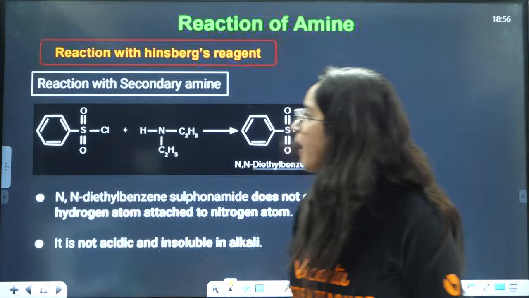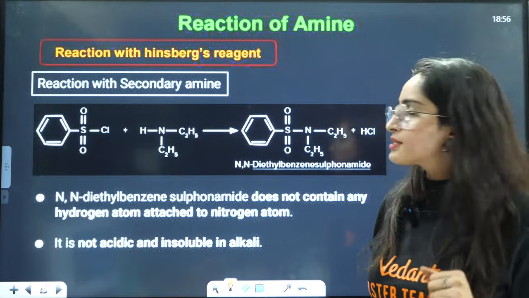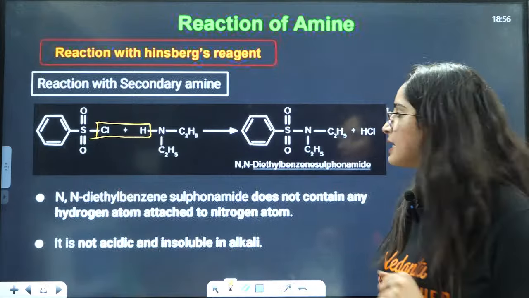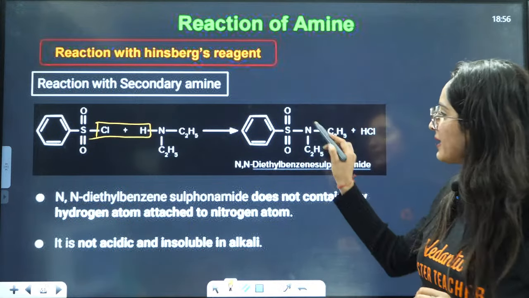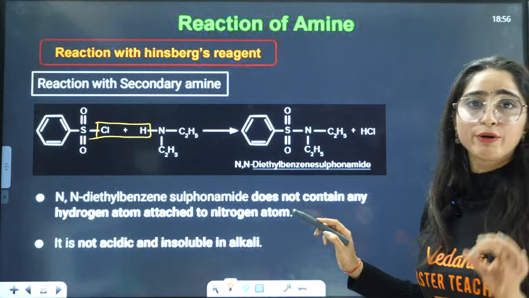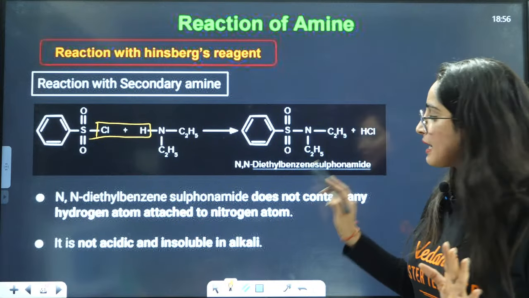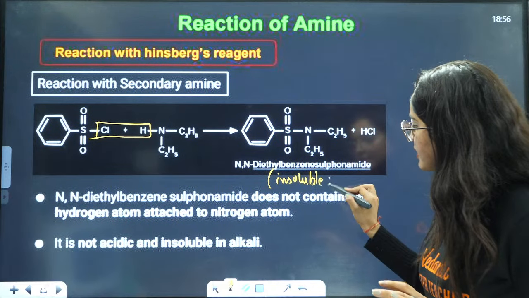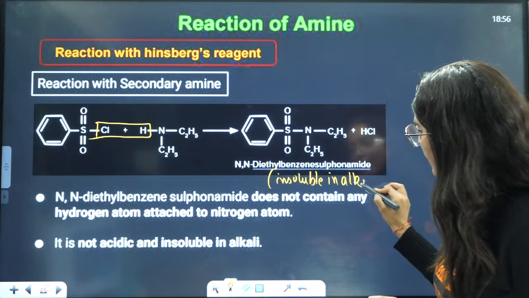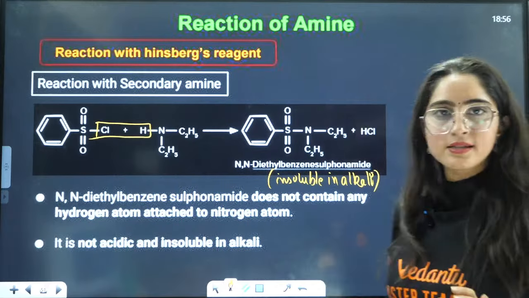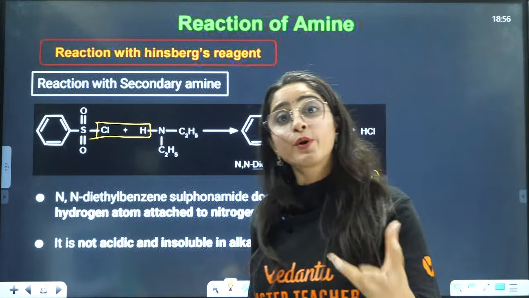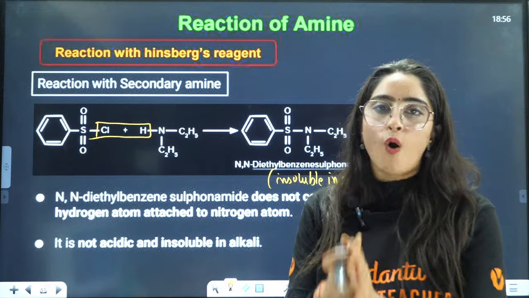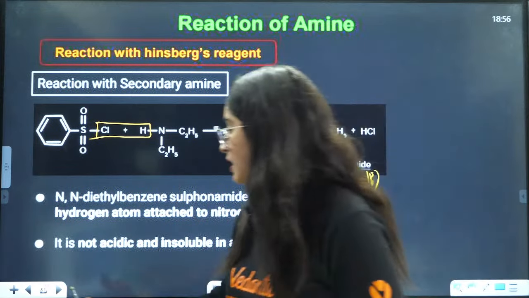If you use secondary amines, definitely there will be elimination of HCl, right? This is the product. But in this product, you have no hydrogen on the nitrogen. That is why it is insoluble in alkali. That is the reason we can say that when a product is found which is insoluble in alkali, this is your secondary amine.